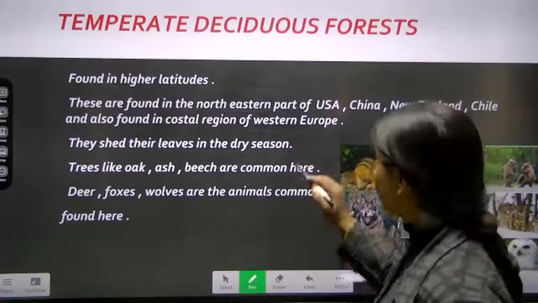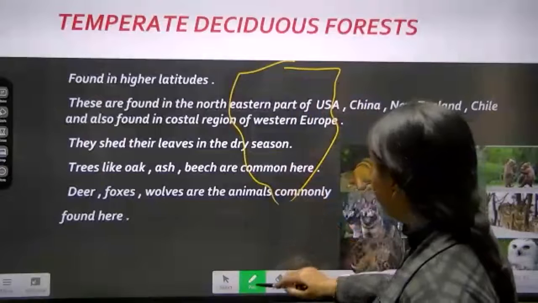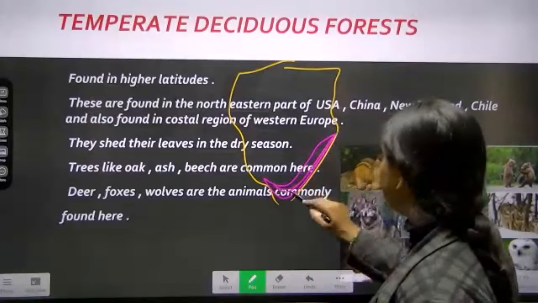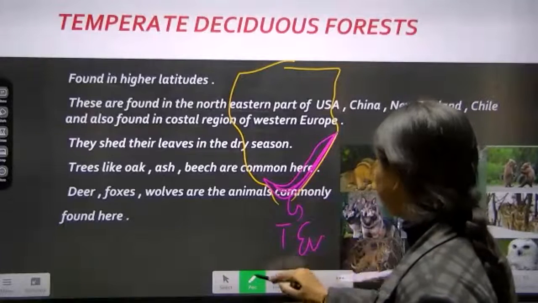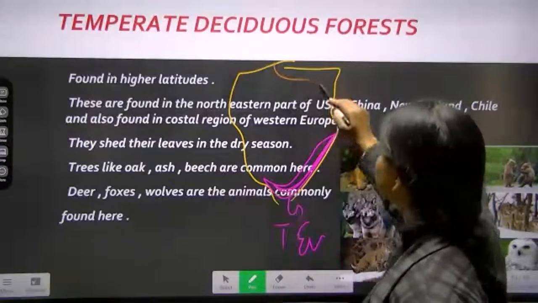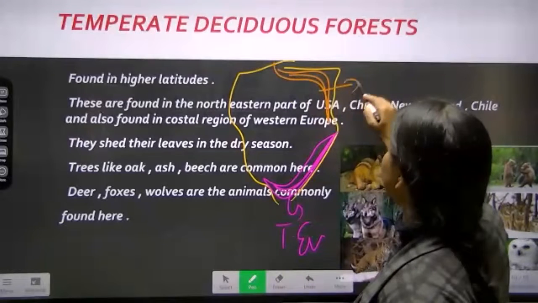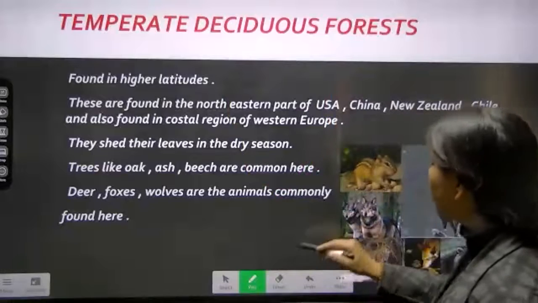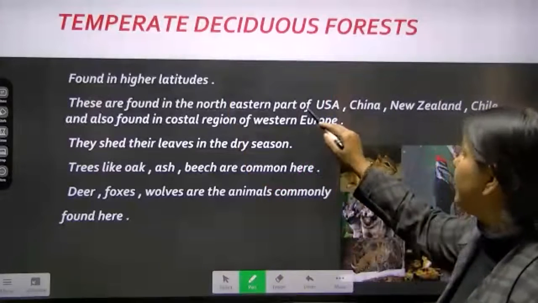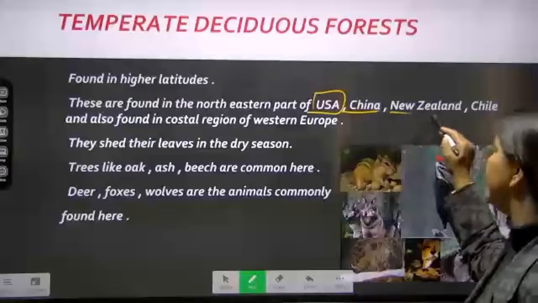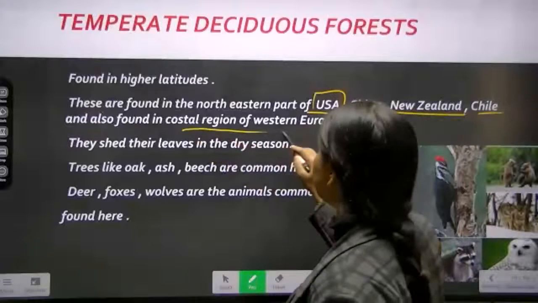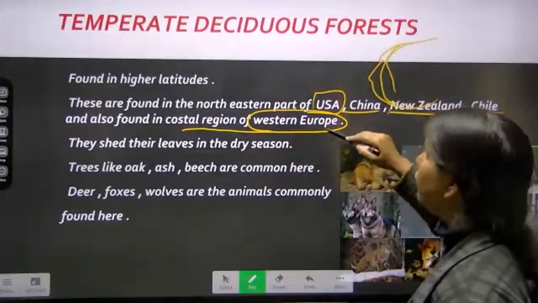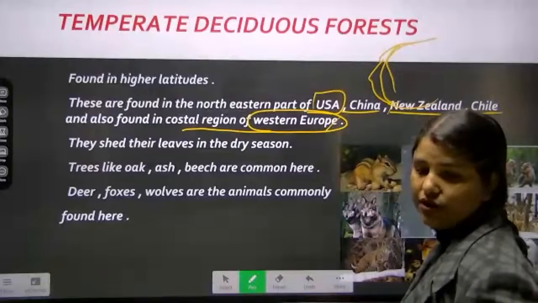And this is one of the continents, southeastern margin of the continent. There we found the tropical evergreen forest. And in the northeastern part, there we found the tropical deciduous forest. If you see where we found this deciduous forest, we found it in USA, China, New Zealand, Chile, and the coastal region of Western Europe. That is, in this western part of Europe, here also we found this temperate deciduous forest.